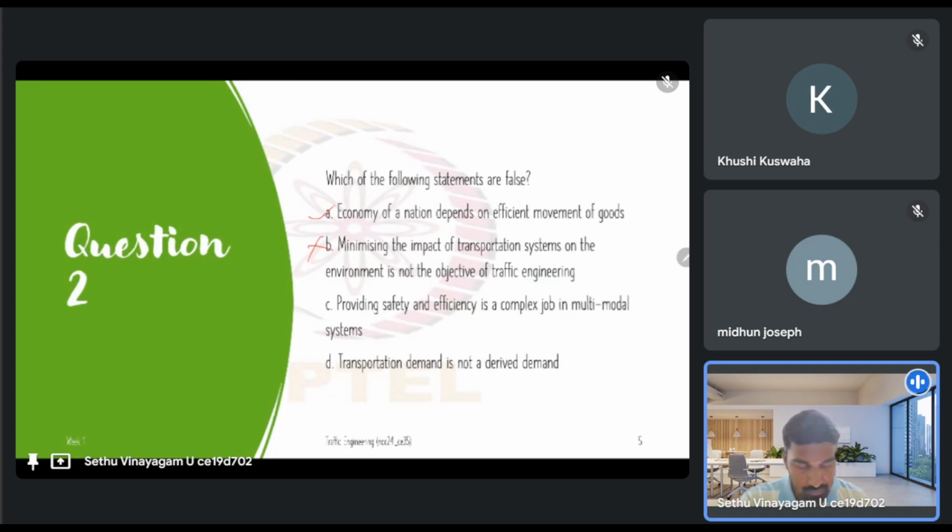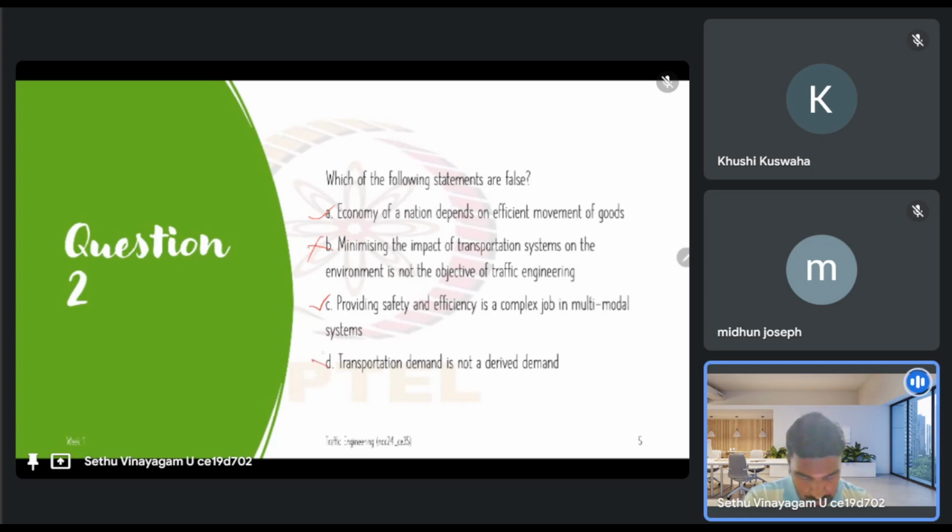C says providing safety and efficiency is a complex job in a multimodal system. This is correct. So again, because we are dealing with a multimodal system, we have a wide variety of vehicles and vehicular characteristics that we need to take into account, right? So because of that, all these design characteristics or design of the system will be much more difficult, right? So rather than designing for one uniform set of vehicles, right? Therefore, that's why it's more complex in terms of ensuring the safety as well as the efficiency. So C is a correct statement.